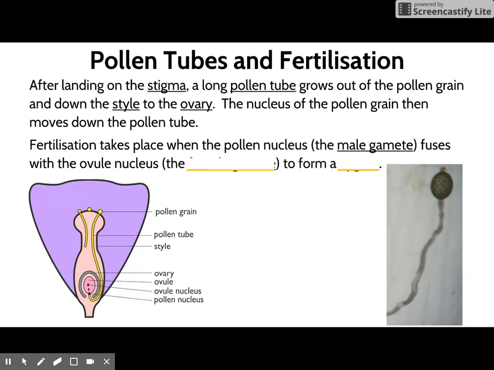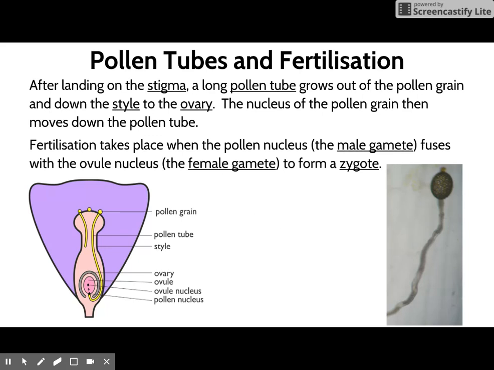Fertilization takes place when the pollen nucleus, the male gamete, fuses in the ovule with the female gamete nucleus to form a zygote. Now that zygote becomes a fruit, seed pod, which is a type of fruit, going to join those genetic materials together, because this is a type of sexual reproduction. So you have a male gamete, you have a female gamete. When it comes together, it makes that zygote. So all living things need to reproduce, and plants are just like that.